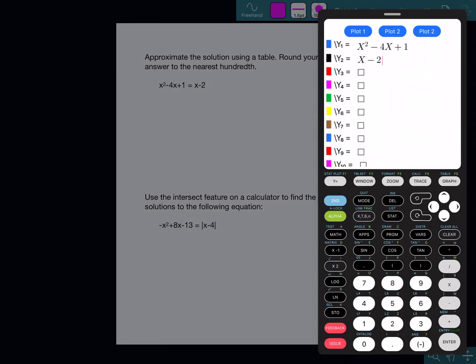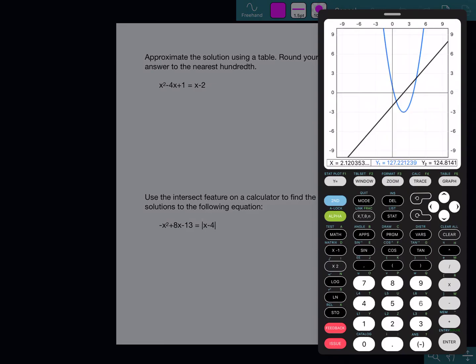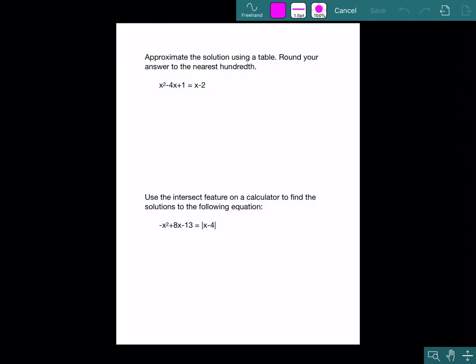Okay, so we're going to graph this. Same process we used in the last video. So we go to y equals, I'm going to clear this out, clear that out. The left hand side, I'll go ahead and do x squared minus 4x plus 1. And then the second one would be x minus 2. Okay? And I'm going to go ahead and graph this. Go back to a normal window, zoom 6, right?